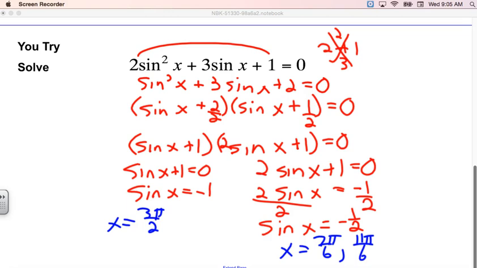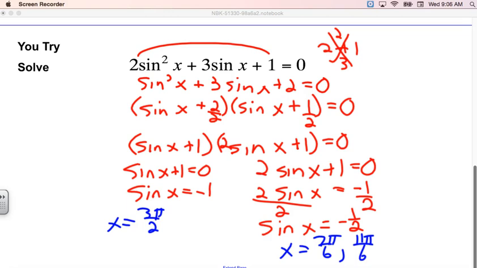Subtract 1 and divide by 2, so sine x equals negative a half. So we get that sine x has to equal negative 1, and we look at our unit circle and see that sine is negative 1 at 3 pi over 2. And then we look and see where sine is negative a half. Well, just like the one I did a minute ago, sine is negative a half at 7 pi over 6 and 11 pi over 6. So those values written in blue are our answers between 0 and 2 pi.